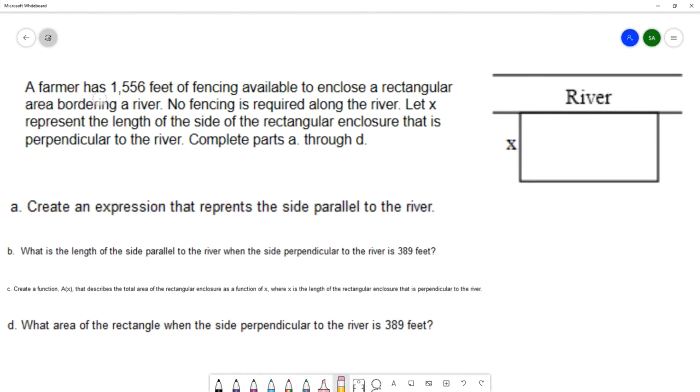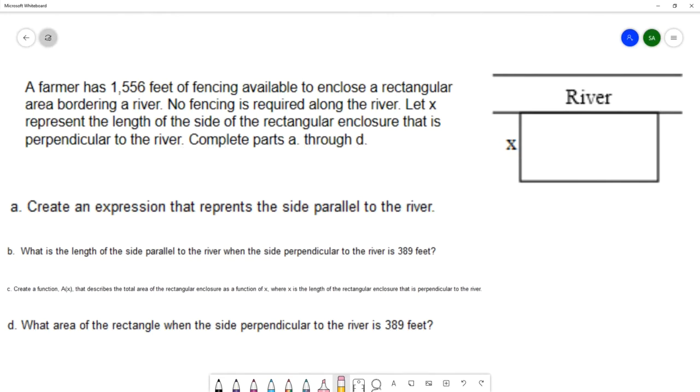A farmer has 1,556 feet of fencing available to enclose a rectangular area bordering on a river. No fencing is required along the river. Let X represent the length of the side of the rectangular enclosure that is perpendicular to the river. And we want to complete parts A through D.